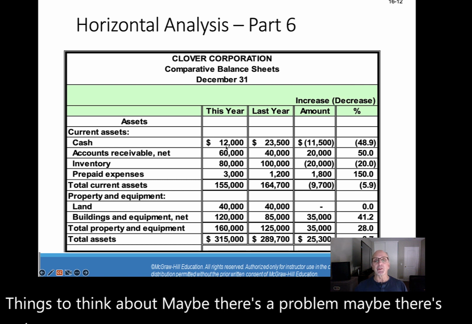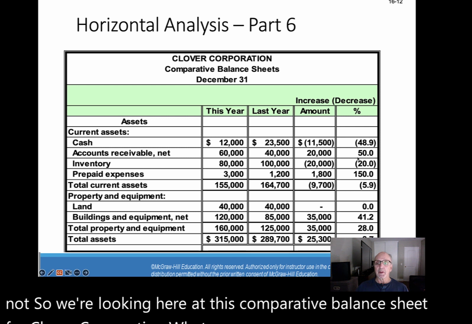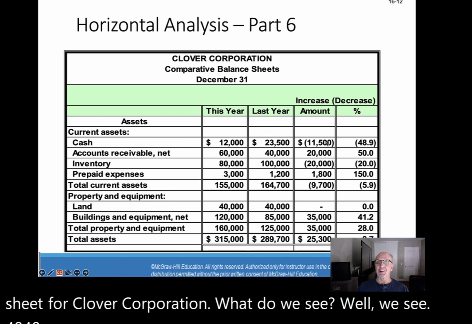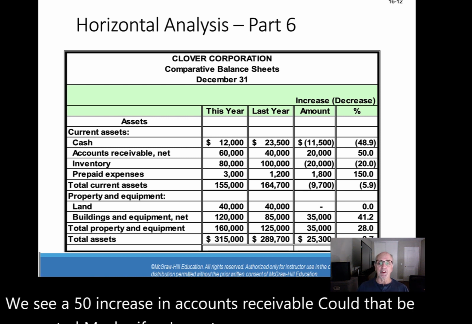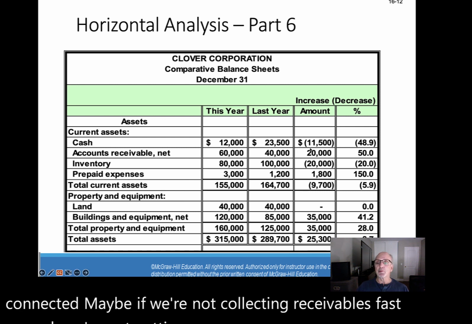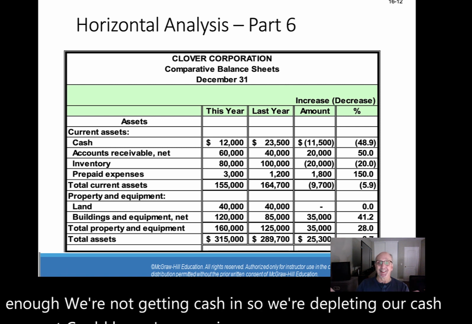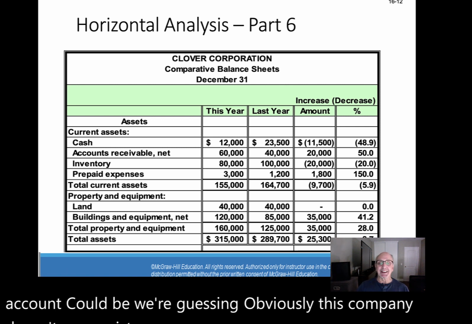So we're looking here at this comparative balance sheet for Clover Corporation. What do we see? Well, we see a 49% decline in cash from last year to this year. We see a 50% increase in accounts receivable. Well, could that be connected? Maybe. Maybe if we're not collecting receivables fast enough, we're not getting cash in, so we're depleting our cash account. Could be. We're guessing, obviously. This company doesn't even exist. So we're kind of making it up as we go along.